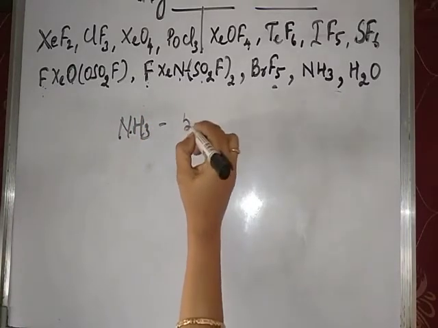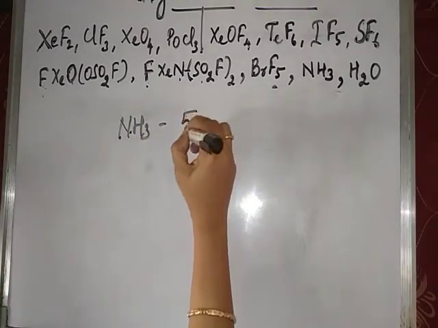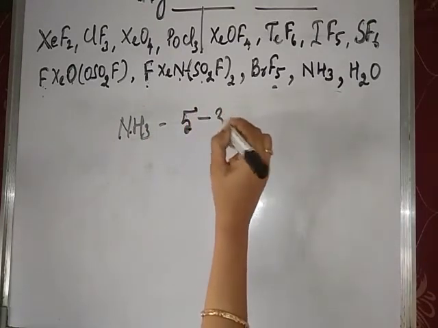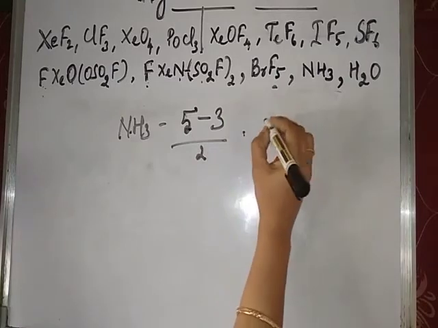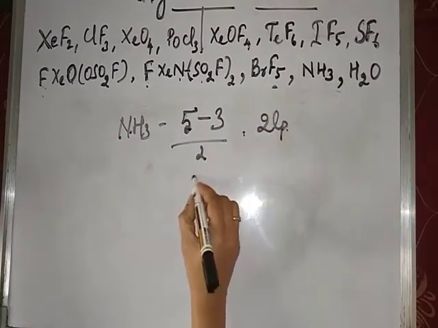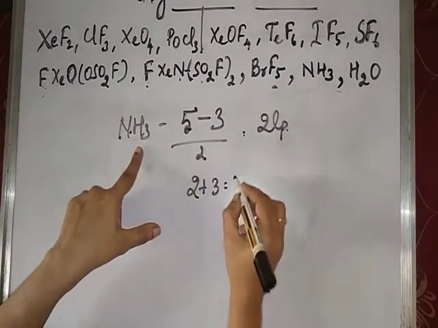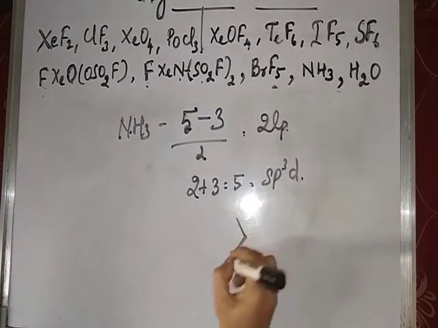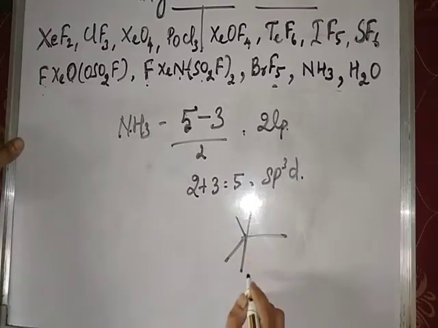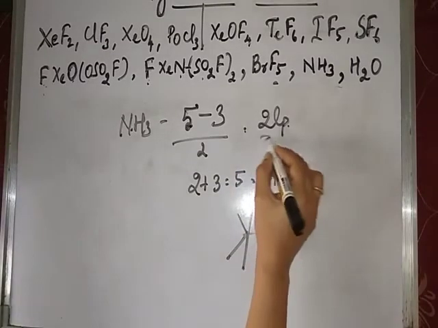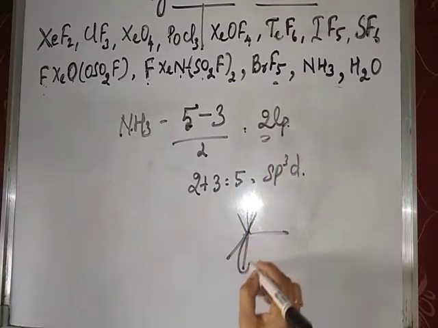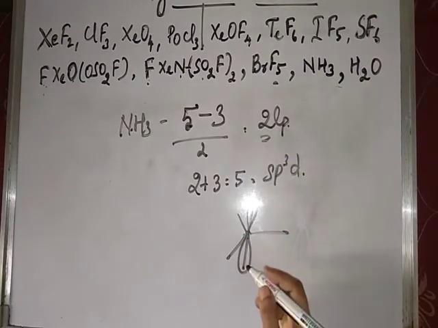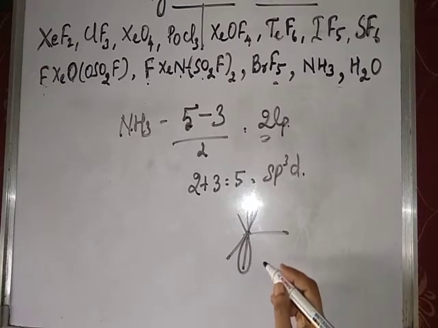And the next one, ammonia. Nitrogen has 5 valence electrons, minus the bonded electrons, 3, divided by 2, which is equal to 2 lone pairs of electrons. 2 lone pairs plus 3, which is equal to 5. 5 means sp3d. The base structure is this one. In this, 2 lone pairs of electrons, so this is also 2, this is also 2 lone pairs of electrons. Okay. Sorry, I made a mistake.